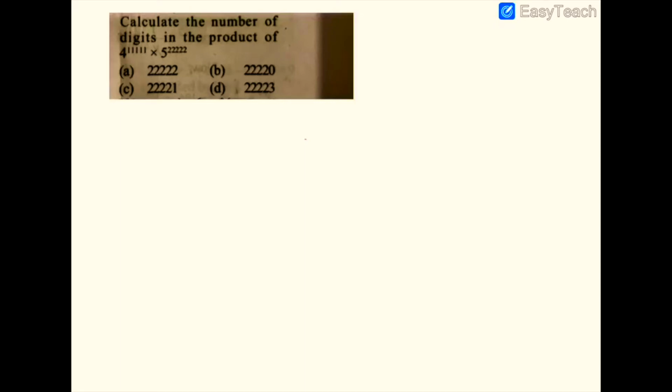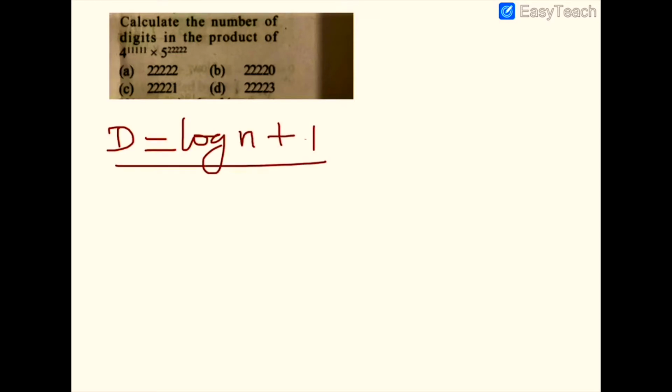Hi everyone, in this video I am going to share how to calculate the number of digits in the product. To find the number of digits in any number n, we can use this formula: the number of digits d is equal to log n plus 1. So this is the formula. First, write the given question: 4 power 1111 into 5 power 2222.